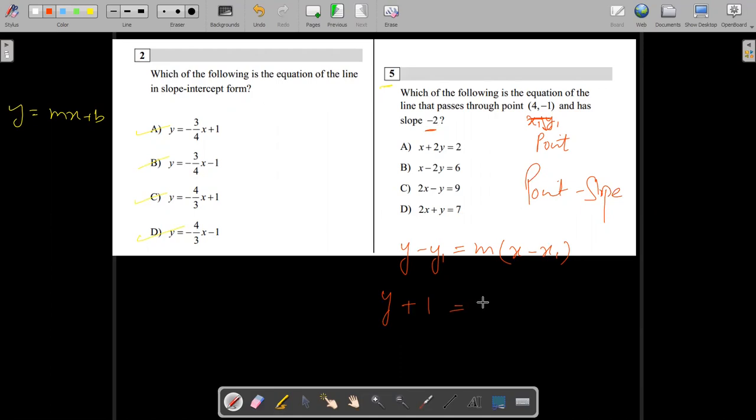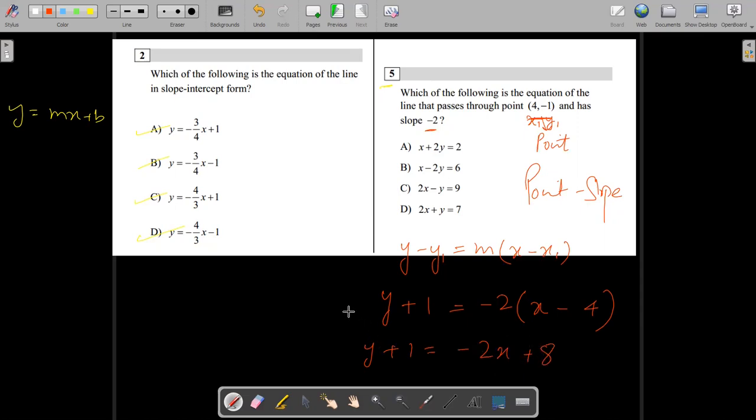-2 times x minus 4. Right. Which of the following is the equation of the line that passes through (4, -1) and has slope -2? So we'll try to solve this and see which equation that is. So it'll be y plus 1 equals -2x plus 8, right?